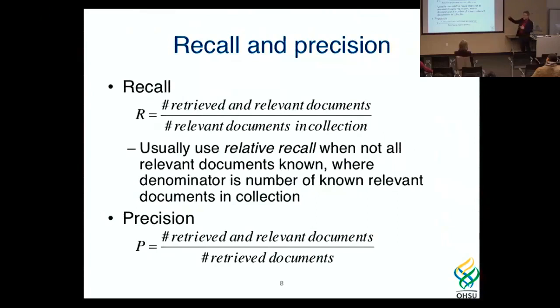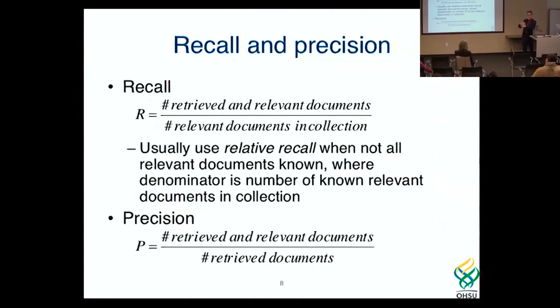Oftentimes these collections are huge, millions, and in the case of Google, billions of documents. You can't possibly judge each one. So we use relative recall, where we don't do measures of relevance on the entire collection because we can't. And then precision is, of what we get back, how much of it is relevant. And there tends to be a trade-off between the two.